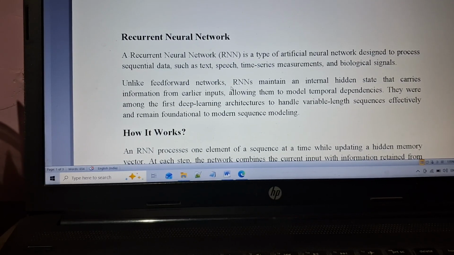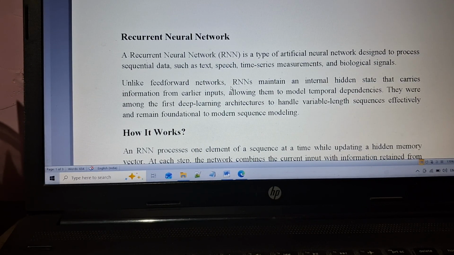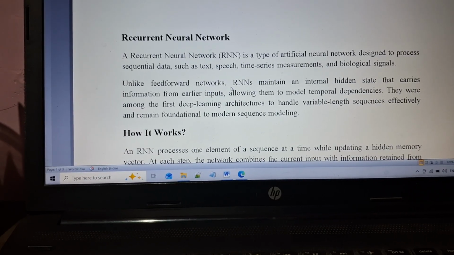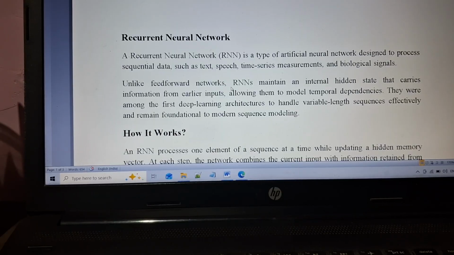Hello friends, today's topic is RNN. RNN is a part of a deep learning model. RNN, Recurrent Neural Network. It is an artificial neural network. It is a part of a deep learning model.